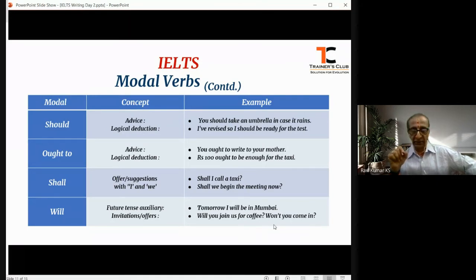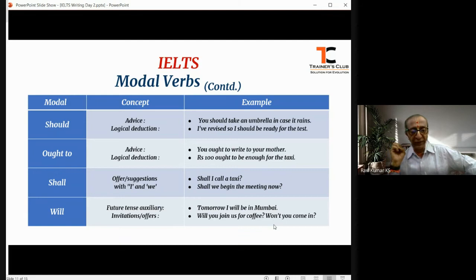Even in IELTS, in the writing skills, if you use I will, you will lose the band. For future tense, it should always be I shall. And for the rest, second and third person, it should be will.